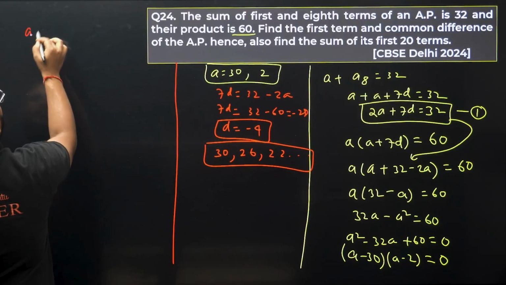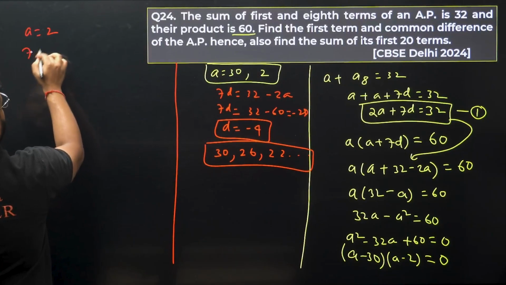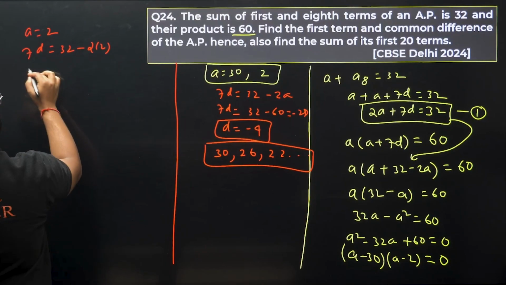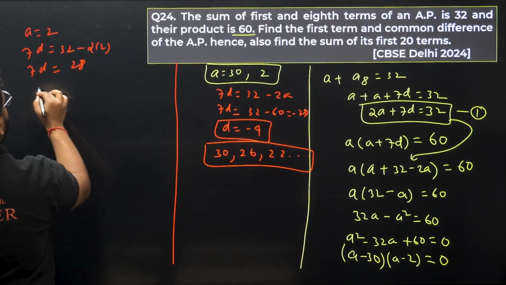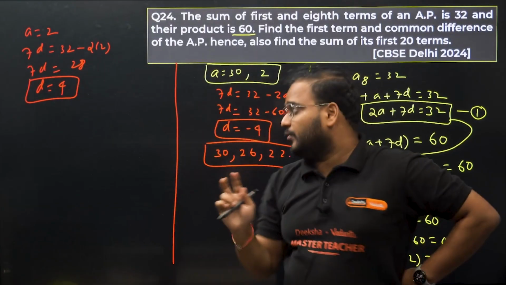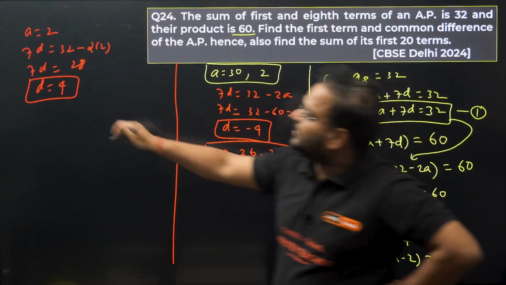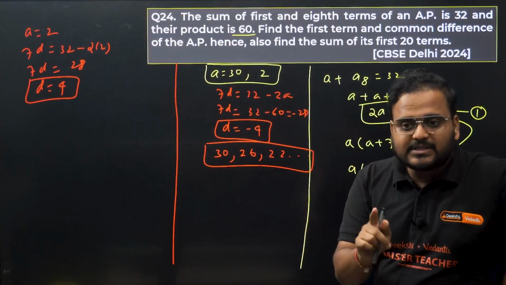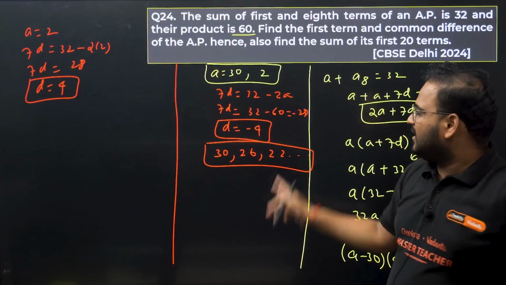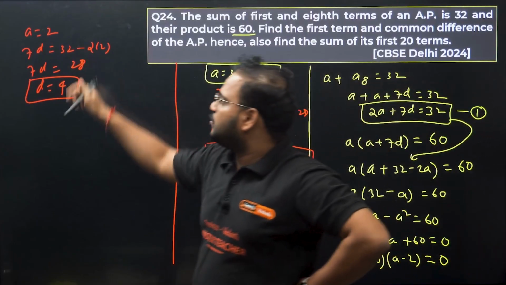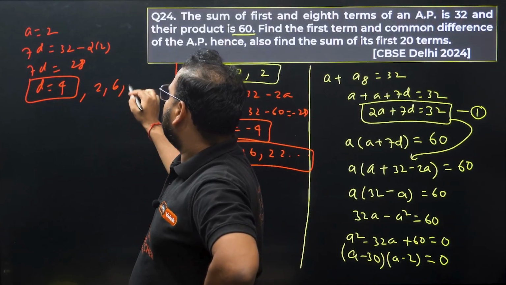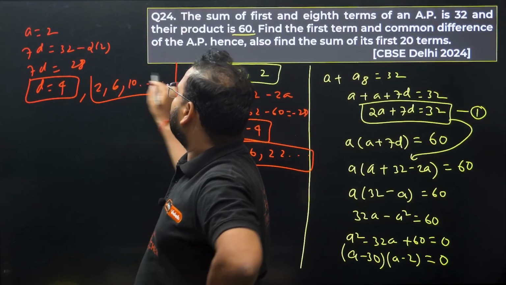When I take the A value as 2, my 7D becomes what? 32 minus 2 into 2. Okay, so 7D becomes equal to 28. D value is 4, right? So I have two values of D over here. One value of D is minus 4, other value of D is plus 4, right? With the help of these combinations, I get the AP as 30, 26 and 22. If I take the other, I'll get the AP as 2, 6, 10, and so on. So I have two different APs.